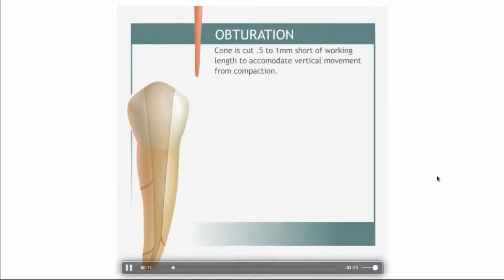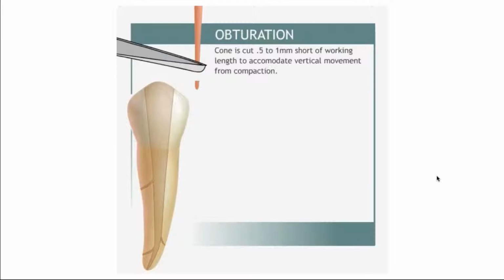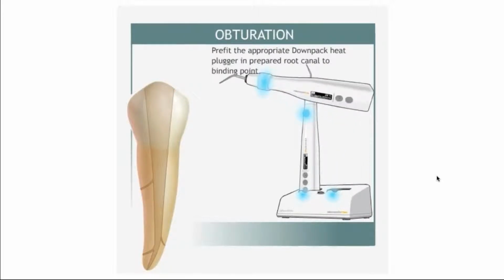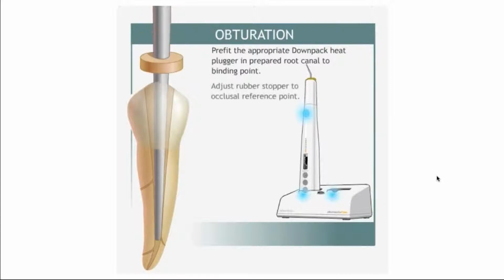So we fit our cone in all the canals. We cut off 1/2 to 1 millimeter short of working length to accommodate for vertical movement. We fit our downpack plugger from our downpack device to the binding point. That's the point at which it contacts dentin. Then we adjust our rubber stopper to the corresponding occlusal reference point.